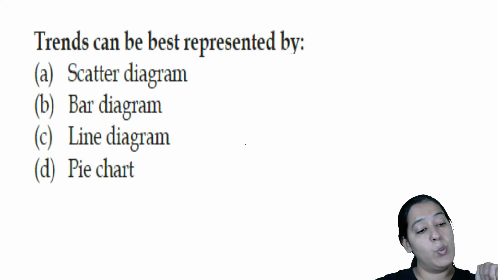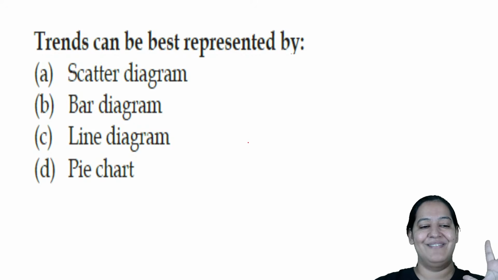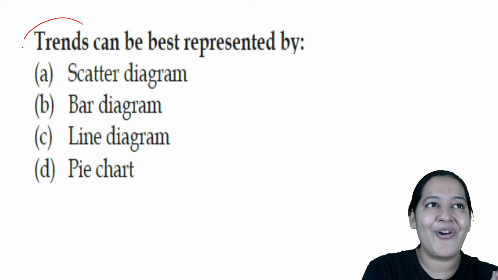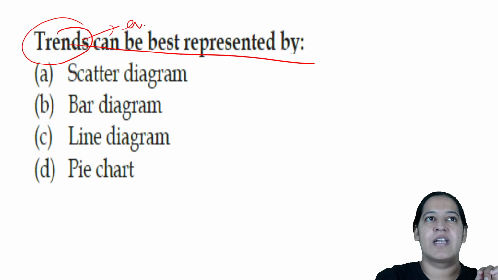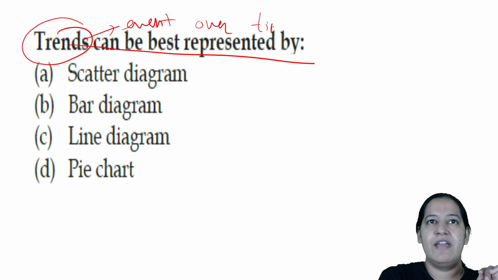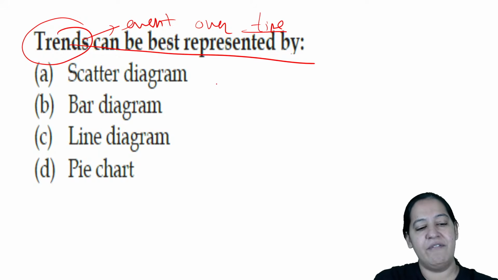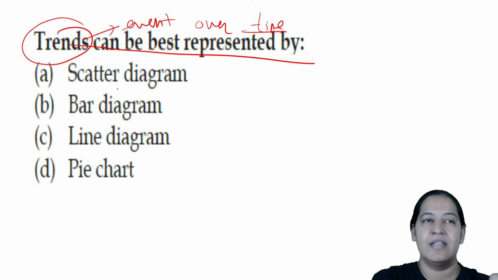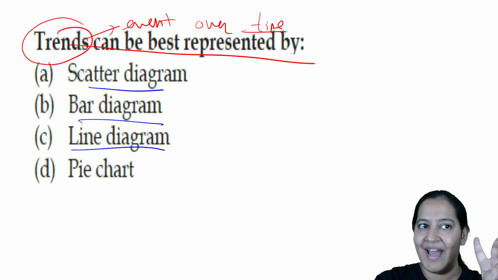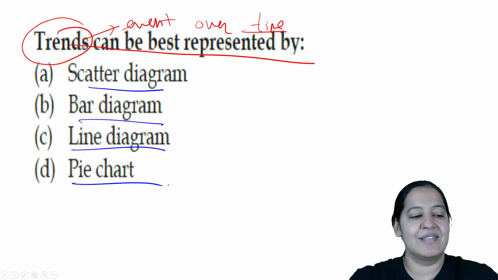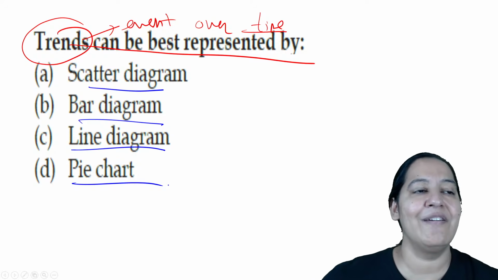So the next question is very beautiful and tricky. Trends can be best presented by, trends means events over time. Trend का मतलब होता है event over time. So events over time are best represented by which of the following presentations? Whether it can be presented by scatter diagram or bar diagram or line diagram or pie chart. So the hint is already given in the question.